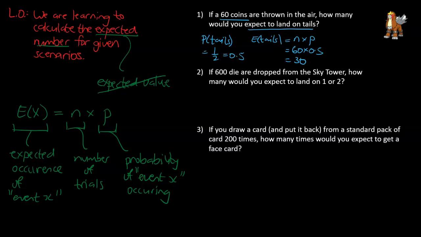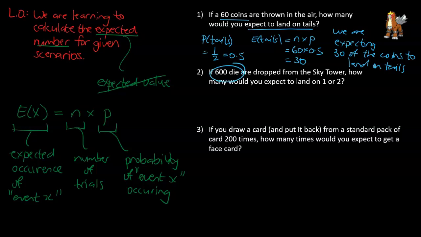For these questions here, I do encourage you to finish off your answer with a bit of a sentence. So what I'm going to say is, we are expecting 30 of the coins to land on tails. And do forgive my messy handwriting there. So that's question number one. Let's have a look at question number two.